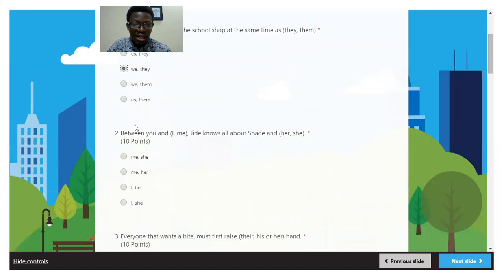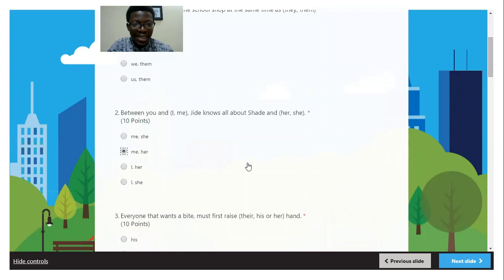Next one, between. Now remember that trick. Whenever you have between, what do you do? You pick the object pronoun. So between I and me, which one is the object? Me is the object. Okay, good. So between you and me, Jude knows all about Shade, and still pick the object again. Her is the object. Thank you very much. So we say between you and me, I know all about Shade and her.